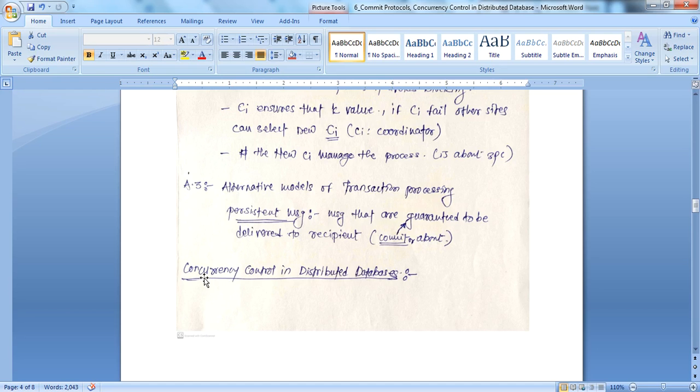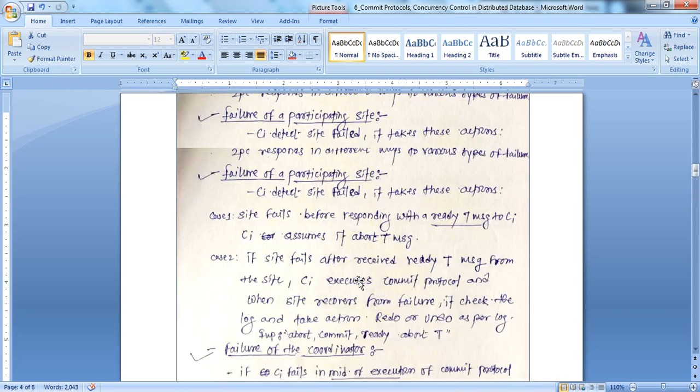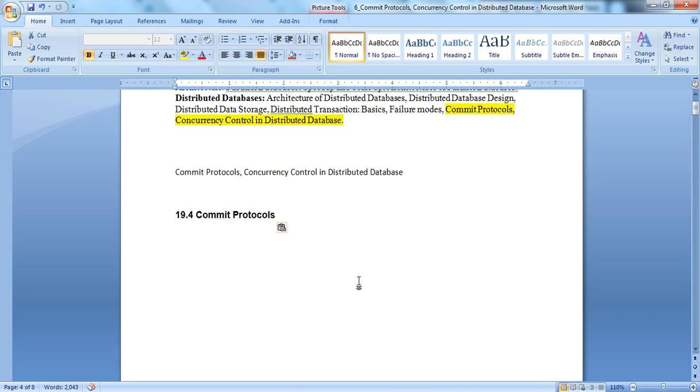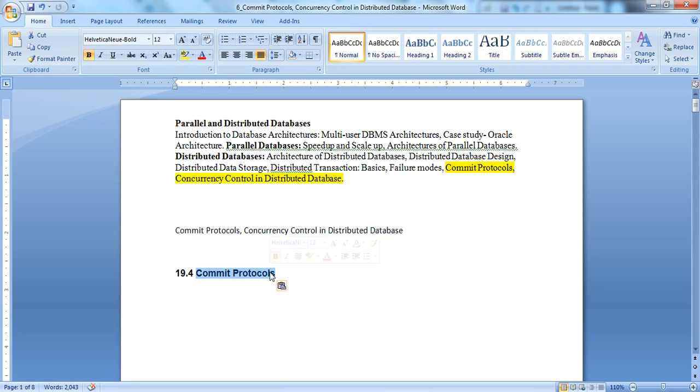Now in the next lecture we will learn about concurrency control in distributed databases. This one is simply the 2PC protocol, or commit protocol, under the distributed database with a distributed transaction, or how to manage the distributed transaction under failure modes.